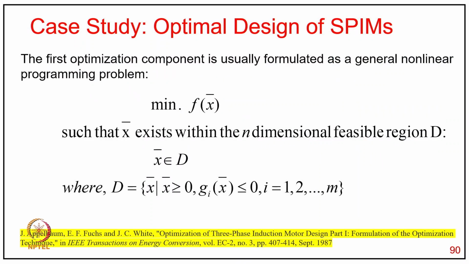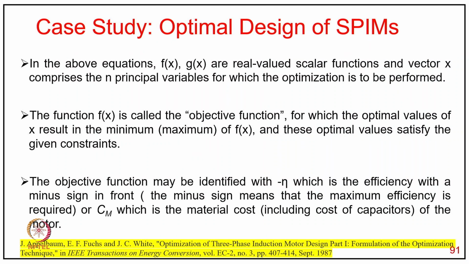So coming to the first, the optimization component is usually formulated as a general nonlinear programming problem: minimize f as a function of x such that x exists in the n-dimensional feasible design space, x belongs to D, where D is the space with the x variable and x greater than 0, and the constraint Gi is less than or equal to 0, where i equal to 1, 2, 3 up to m.